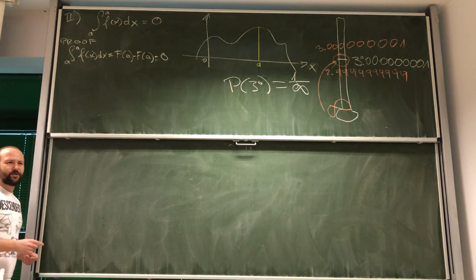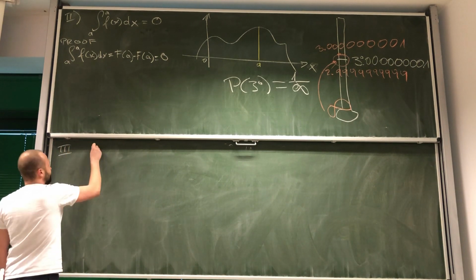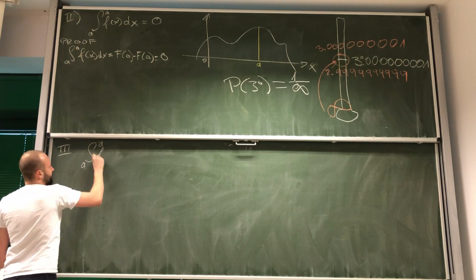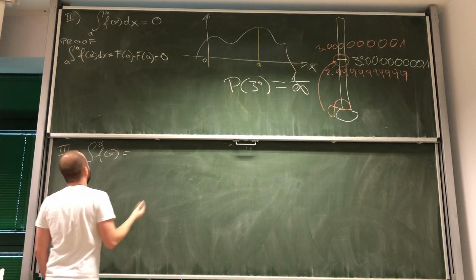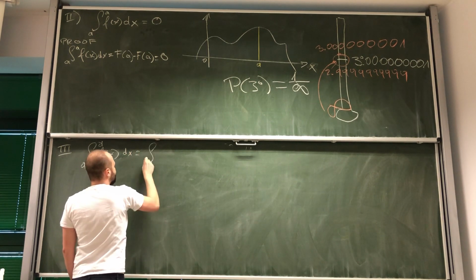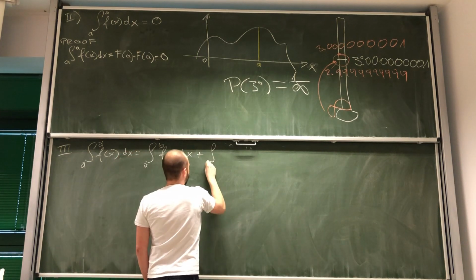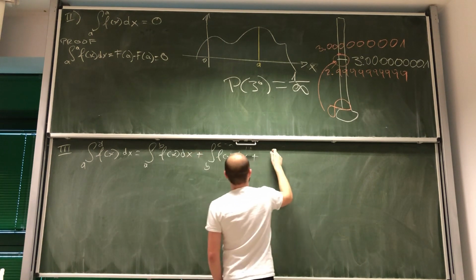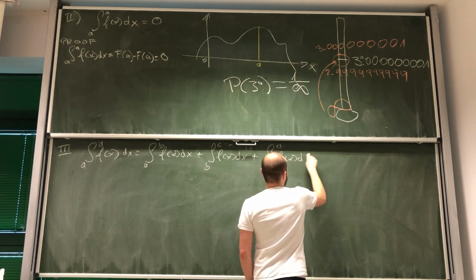Okay, so now let's move to property number 3. Property number 3 basically says that the integral from some a to d of f of x dx is equal to the integral from a to b of f of x dx plus the integral from b to c of f of x dx plus the integral from c to d of f of x dx.